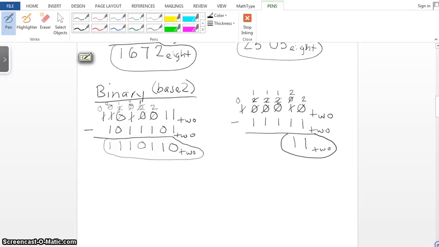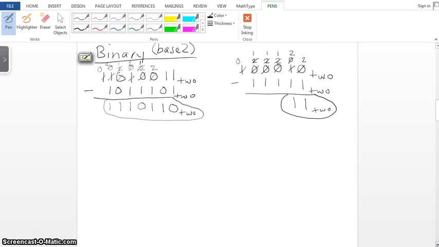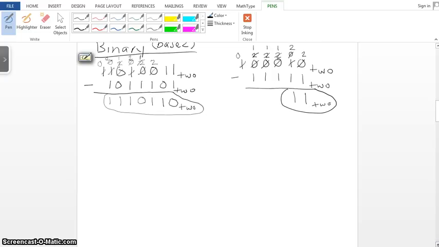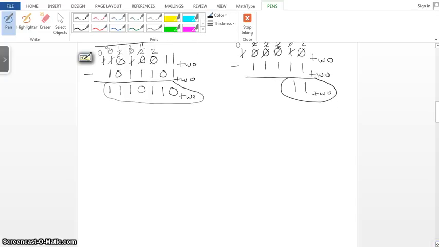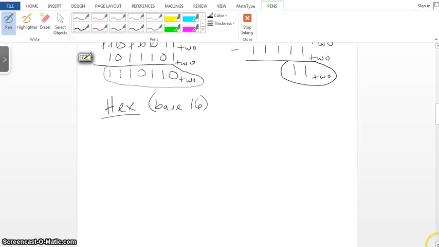Let's try the hexadecimal. The hexadecimal I'm going to have to write kind of large because, you know, the letters, we want to write the numbers above them. So this one I'm going to do large. This is hex, base 16. Alright, with the subtraction, let's start off with this one. We'll just do a couple of them to take us to the end.